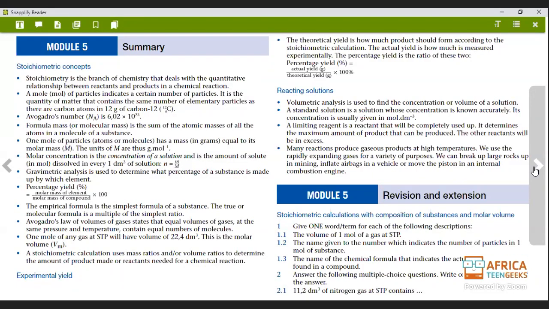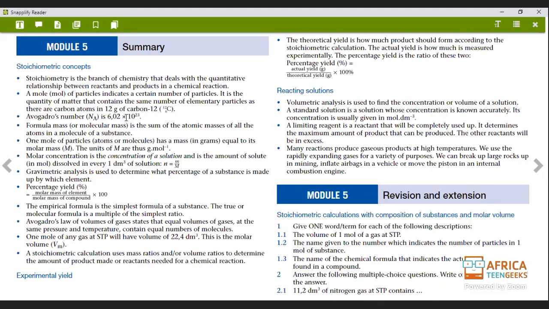So that's the branch of chemistry that deals with the quantities between reactants and products. A mole of a particle indicates a certain number of particles. That one we've learned. It is the quantity of matter that contains the same number of elementary particles as there are carbon atoms. Remember this part, this is what we dealt with in the beginning. When they ask for the number of particles, you take whatever number of moles and multiply it by the Avogadro number, and you will get your number of particles. The formula mass or the molecular mass, which we also dealt with in Unit 3, is the sum of the atomic masses of all atoms in molecules of a substance.